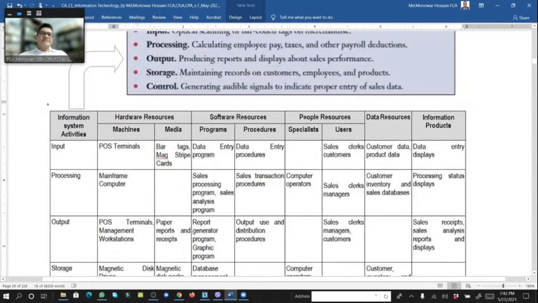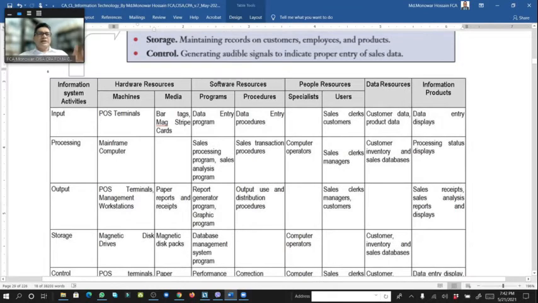So this chart describes the information system activities and how they are related to the information system resources. There are 5 resources and also 5 activities, and each is interrelated with the others.